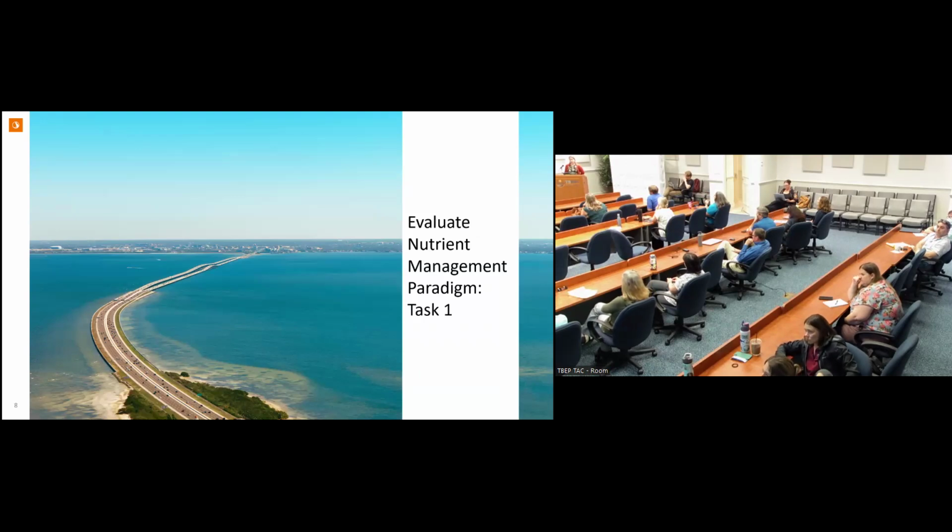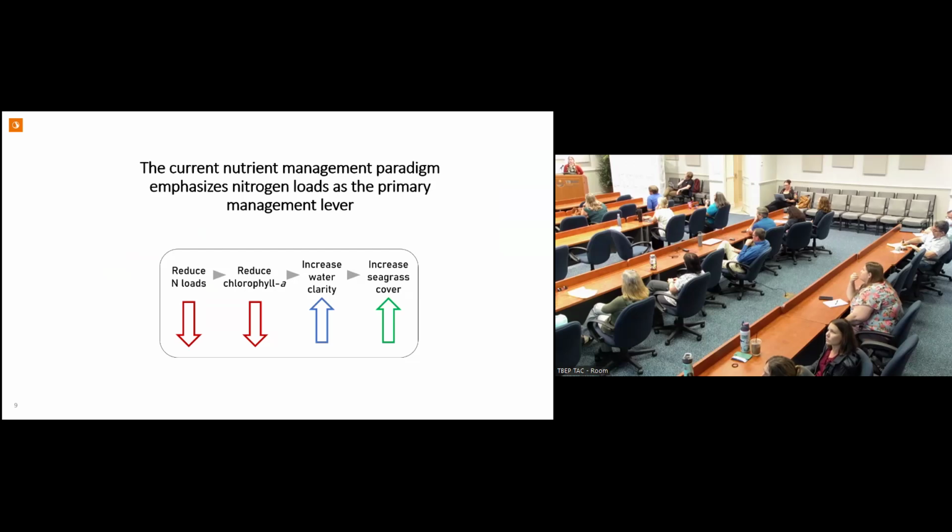First of all, we're going to go into task 1, what was already completed. Like I mentioned, there was a very comprehensive paradigm showing the ecological interactions as well as the nutrient management portions. It emphasizes nitrogen loads as the primary lever. So what can we control? What can we regulate? The idea was that if you reduce the nitrogen loads, the next step is that you would reduce the chlorophyll A concentrations, which in turn would increase the water clarity and increase the seagrass coverage.